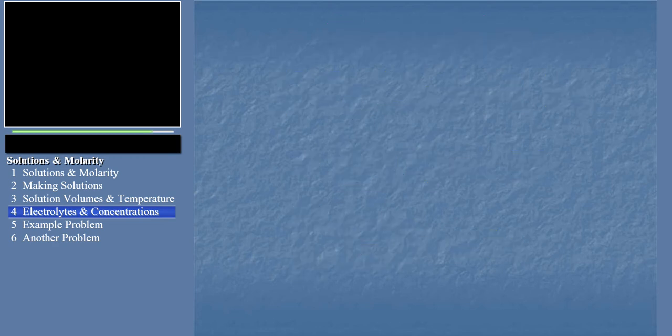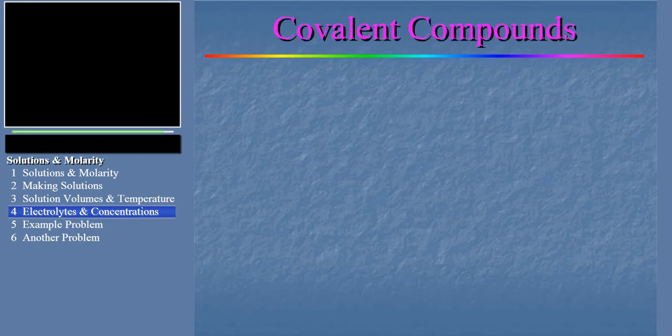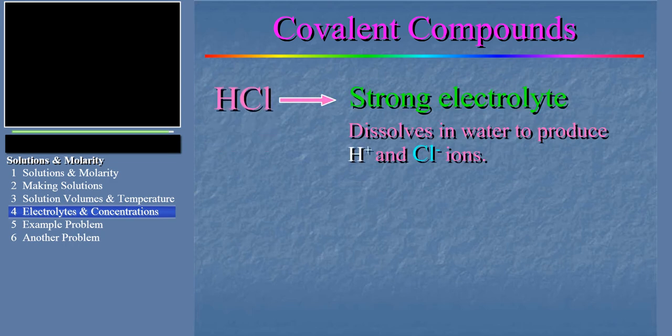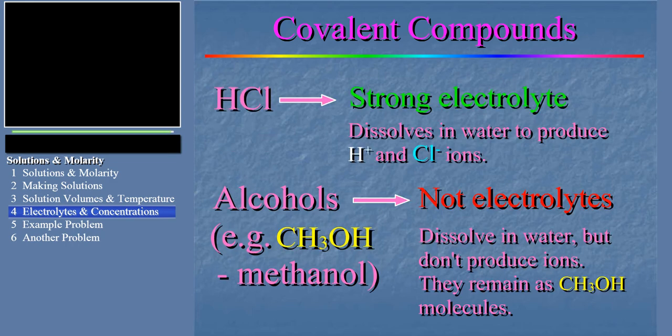Now just one final note on this topic before we move on. Not all solutes dissolve to produce ions. Ionic compounds generally do, whereas covalent compounds sometimes do and sometimes don't. Acids like HCl do, that's a covalent compound, but alcohols, which are also covalent, don't.